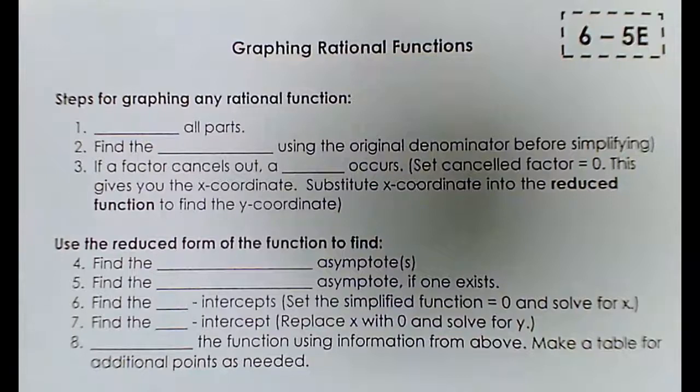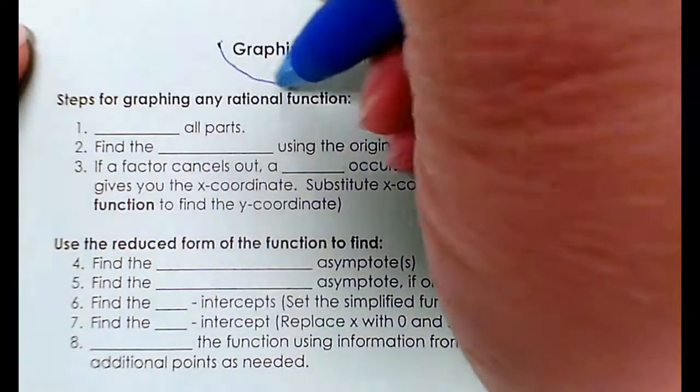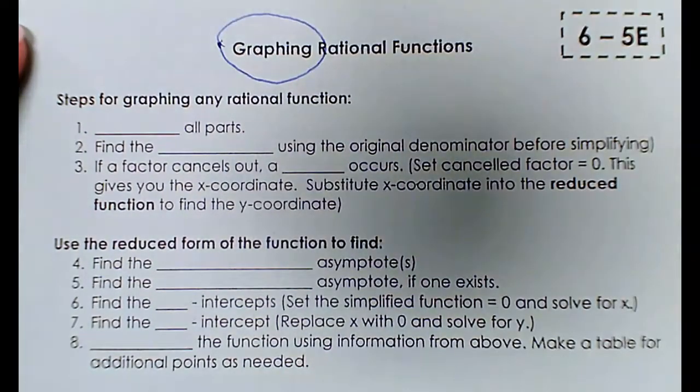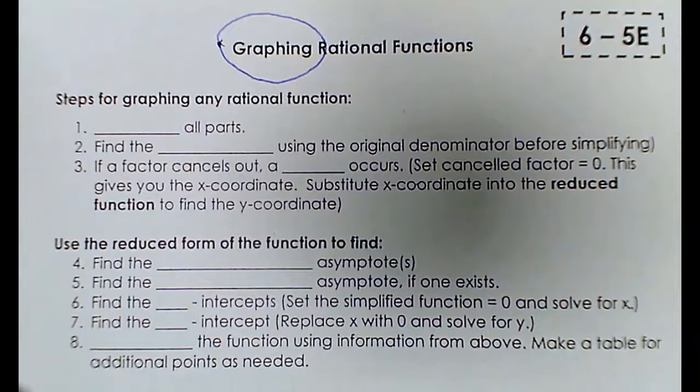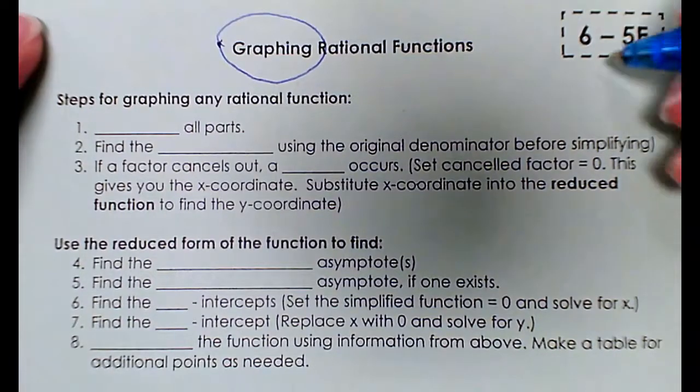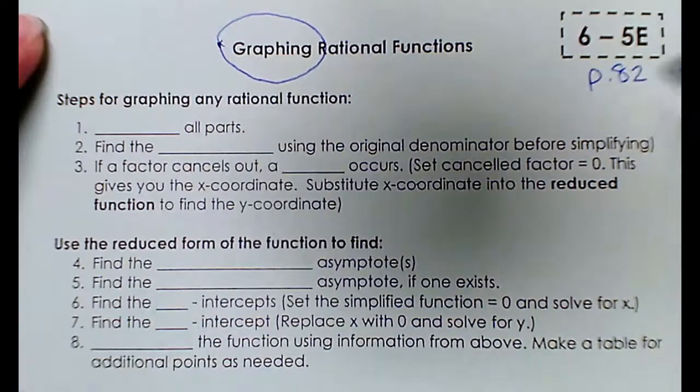So today we're doing two sets of notes. We have 6-5e notes that we're starting out with. It's all about graphing rational functions. Do you remember what the shape of the graph looks like for a rational function? Oh yeah, there we go. Hyperbola, yes. Yes, the finger placement is accurate. Hyperbola. So 6-5e notes, those are going to go on page 82 whenever we're finished.